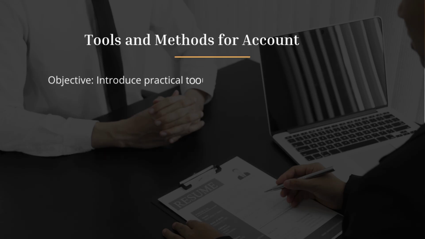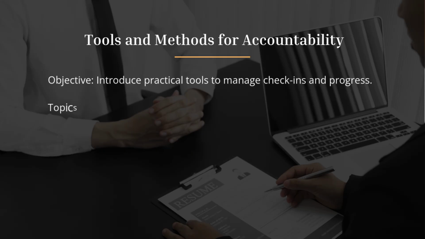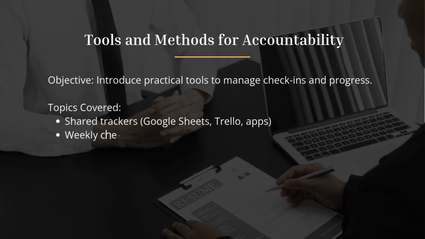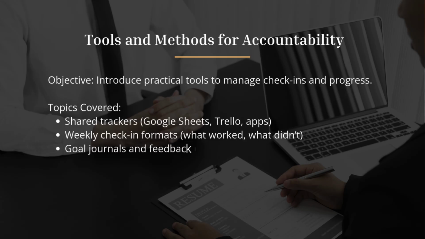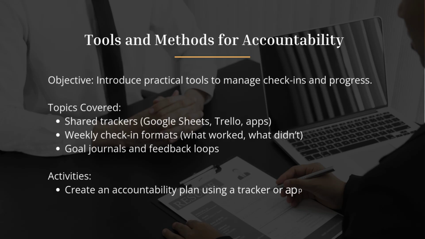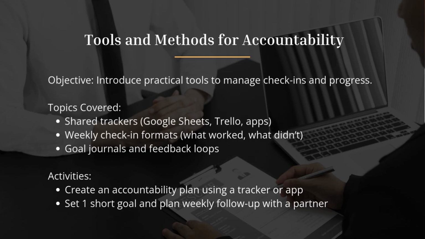Tools and methods for accountability. Objective: introduce practical tools to manage check-ins and progress. Topics covered: shared trackers, Google Sheets, Trello, apps. Weekly check-in formats: what worked, what didn't. Goal journals and feedback loops. Activities: create an accountability plan using a tracker or app. Set one short goal and plan weekly follow-up with a partner.